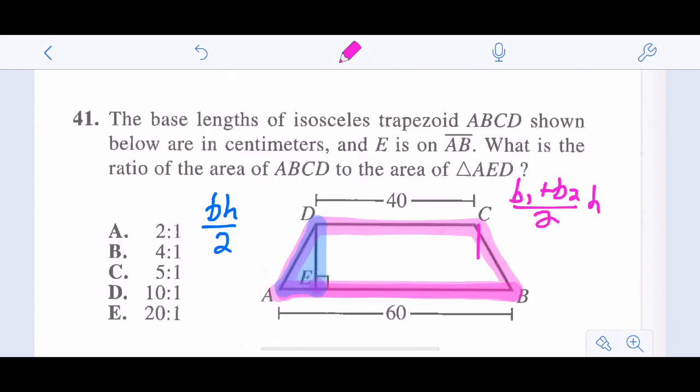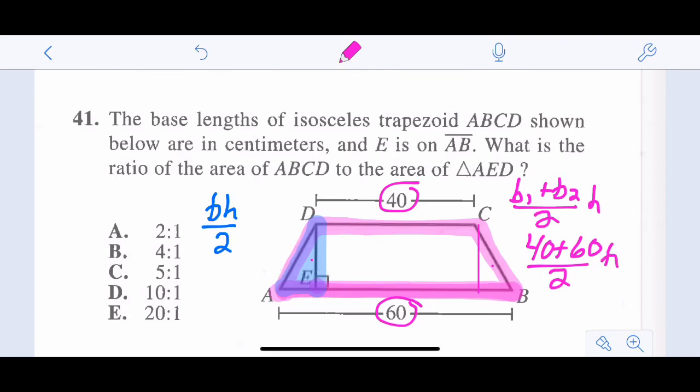Alternately, you could also divide this into a triangle. So you have two triangles you could calculate the area for, and the rectangle. What I'm going to use is the formula because it's a little bit easier. So 40 is base 1 and 60 is base 2. So 40 plus 60 divided by 2, and we don't know what the height is. But because we're using a ratio in which the height is going to be the same for both, we can plug in a number.